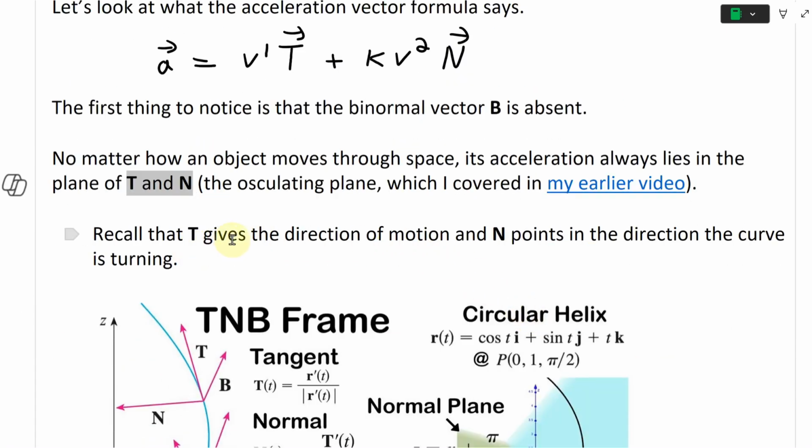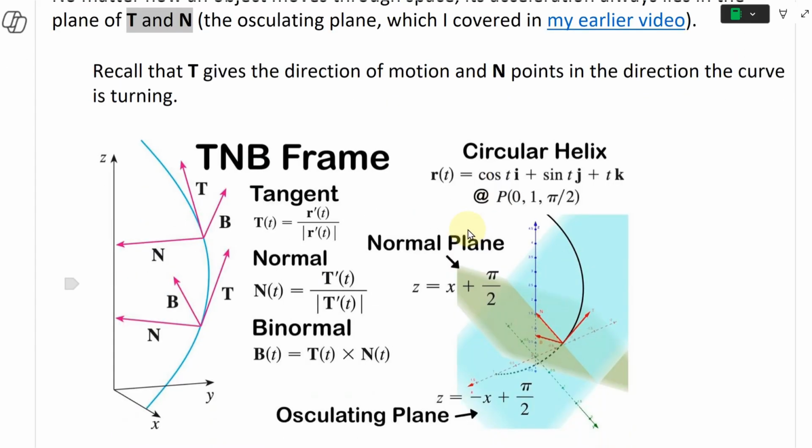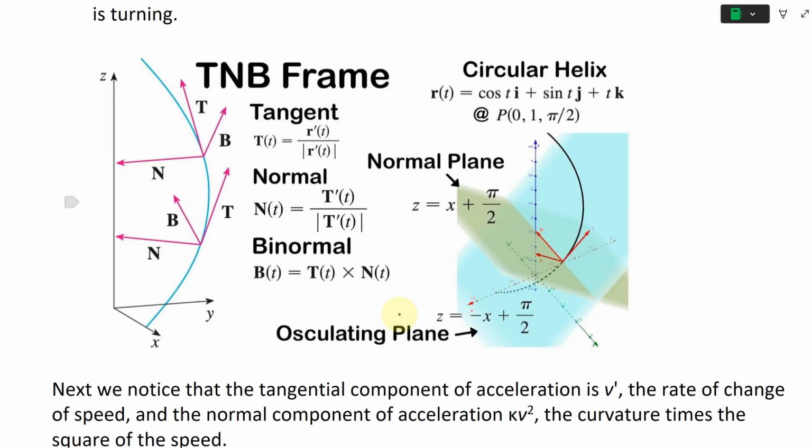And recall that T gives the direction of motion and N points in the direction the curve is turning, as I just explained. So here is the osculating plane. If you have a curve, in this example there's the tangent vector, and then the normal is where it's curving inwards. So it's perpendicular to the curve, but pointing towards where it's curving. And this blue plane is the osculating plane. The other one is the normal plane, with the binormal and normal. So basically acceleration is always going to be in this blue plane.